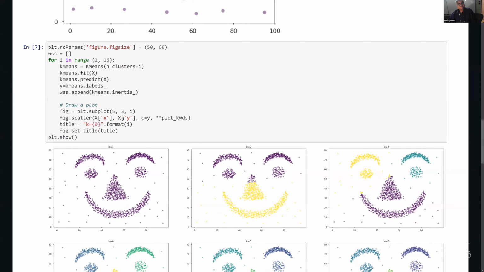So look at the first one. When K is equal to 1, is the clustering good? Of course it's good. The whole thing is one cluster, but it doesn't look like one cluster, isn't it? It looks like 6 clusters have been merged into one cluster.